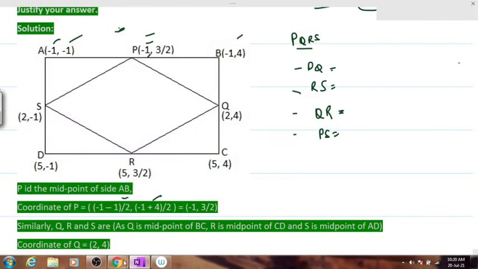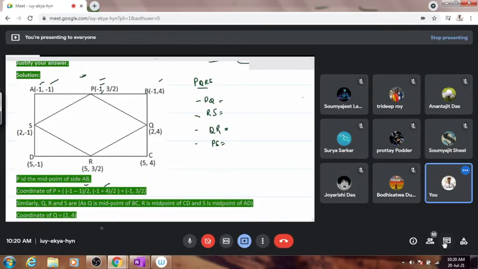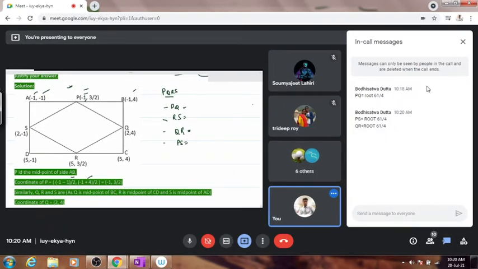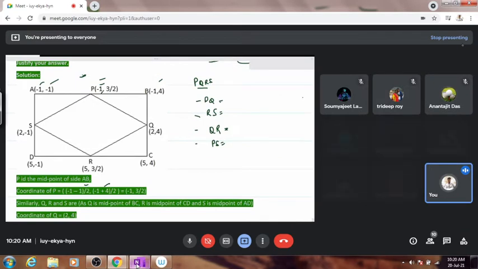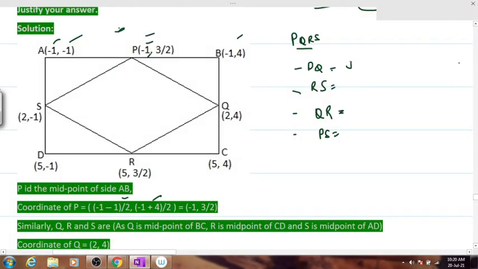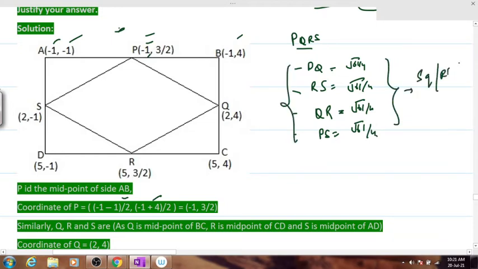I hope people have got the answers. All are root 61 by 4. Is everybody getting all the distances as root 61 by 4? All the distances will be root 61 by 4. Now there's one more confusion here, whether it could be a square or a rhombus. So we'll calculate diagonal 1 and diagonal 2. I need the lengths of diagonal 1 and diagonal 2.